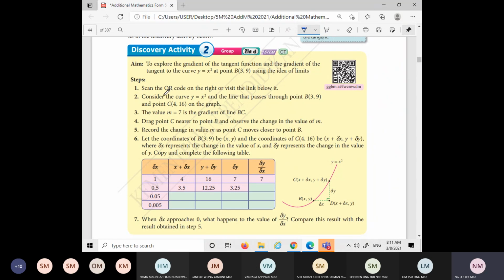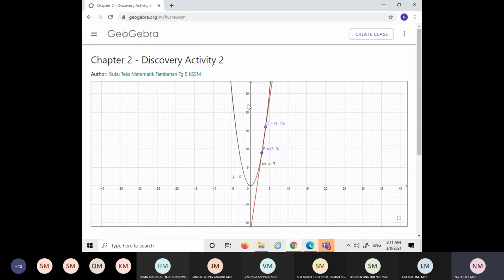So we go to the link. Consider the curve y equals x squared and the line that passes through point (3, 9) and point (4, 16) on the graph. We go back to the link. y equals x squared is the curve. Then there are 2 points: point B (3, 9) and point C (4, 16). Here they show you M, the gradient of the line BC, currently 7. They use 16 minus 9 over 4 minus 3, and they get 7.